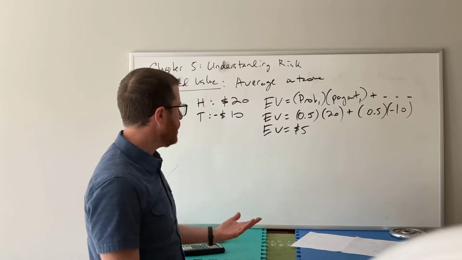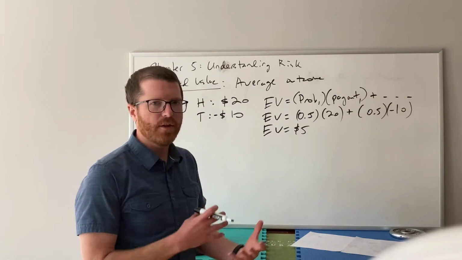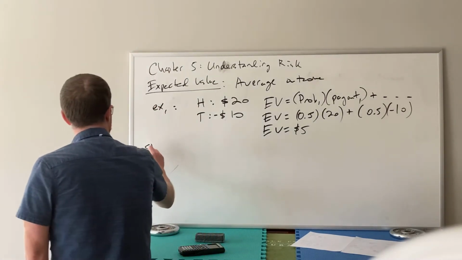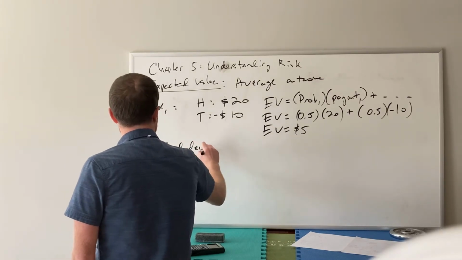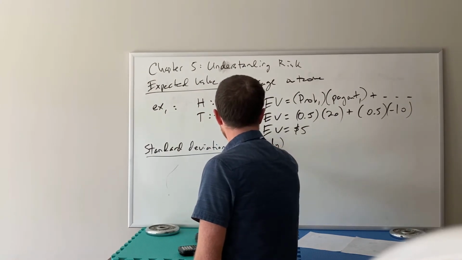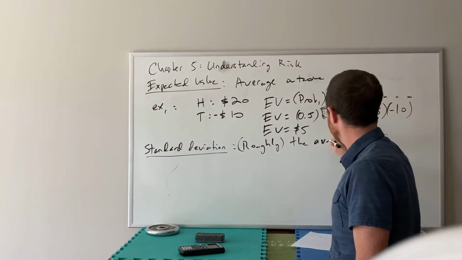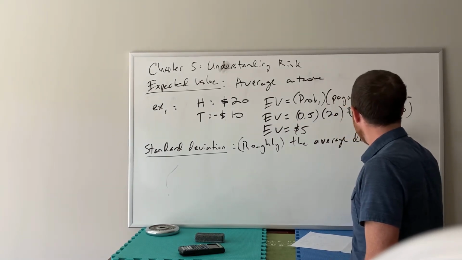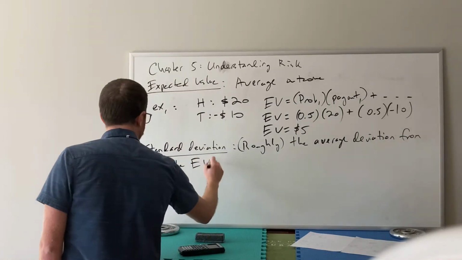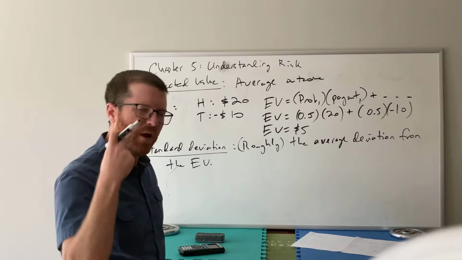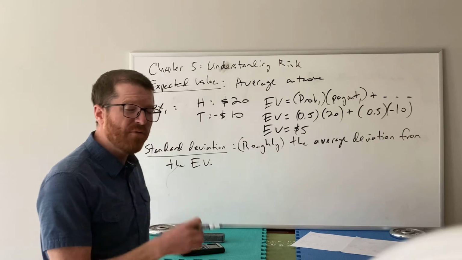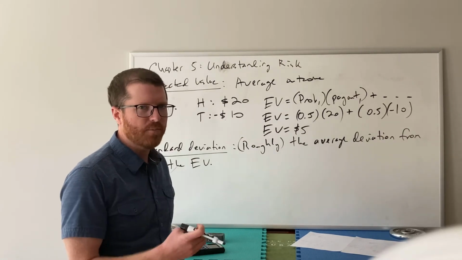Okay? So standard deviation is how far you might deviate from the expected value. So standard deviation is roughly the average deviation from the EV. Mathematically, it's not exactly what I'm referring to here, but this is a nice way to think about it. Okay, so if you're trying to wrap your head around standard deviation, a good way to think about it is to think, on average, how far away will you be from that anticipated outcome?